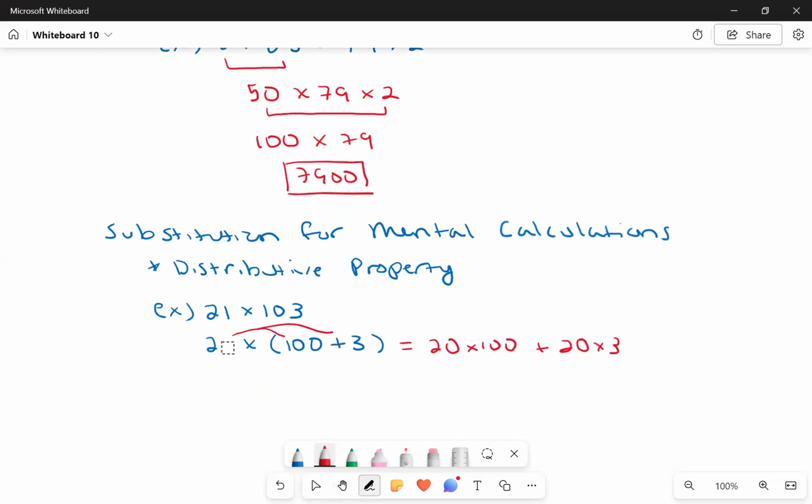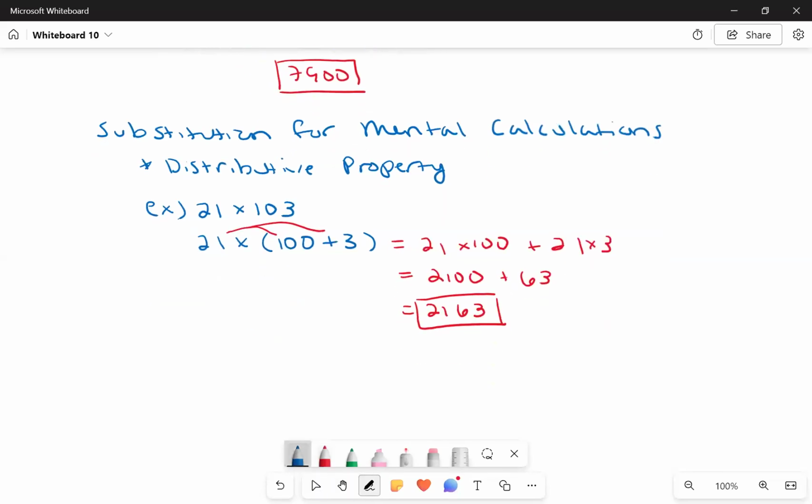Oh, sorry, that's supposed to be a 21. Okay, so 21 times 100 is 2,100, and 21 times 3 would be 63. So 2,163. There we go. When I can do it in my head, that's a pretty good sign, because sometimes I stumble over mental calculations too, or writing the problem wrong.